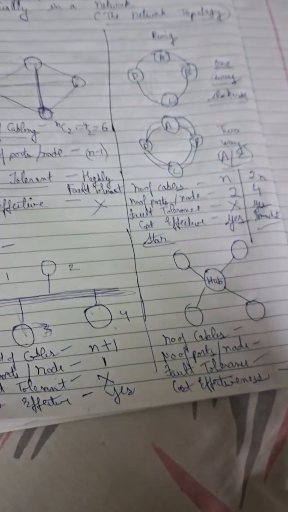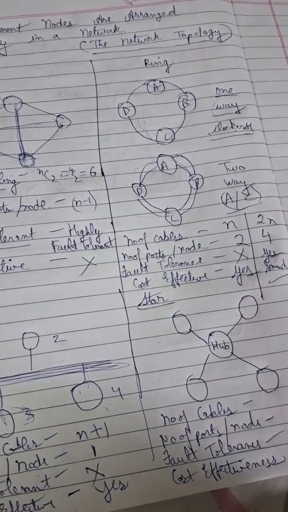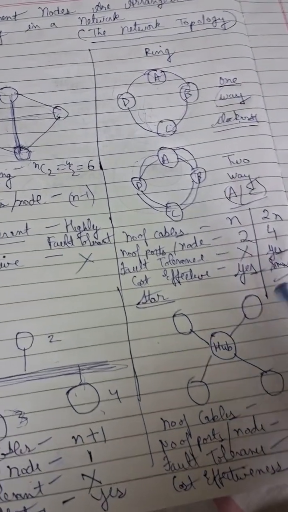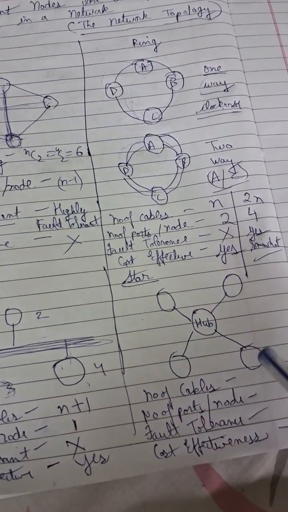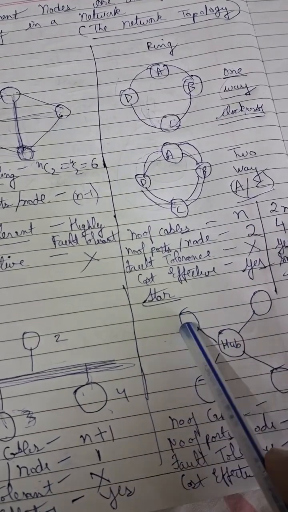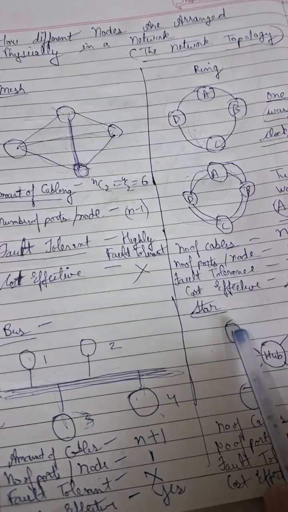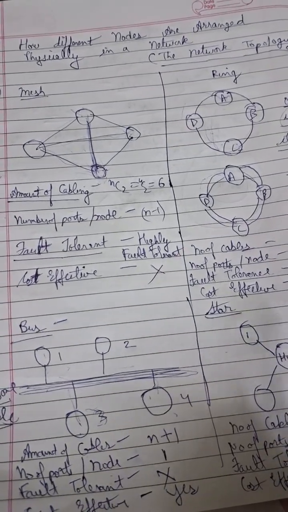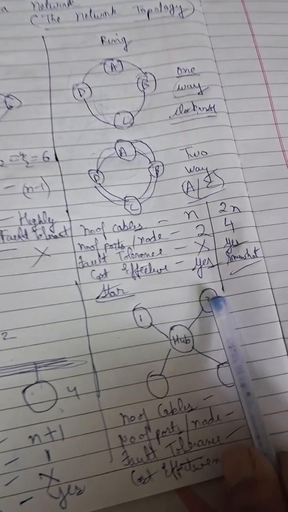Next, what we have is a star network. In a star network, there is a central hub. From the central hub, different devices are connected. Whenever data needs to be sent, it goes via the central hub. So if node 1 wants to communicate with node 2, it will send that data packet to the hub, and from the hub it will go to node number 2.